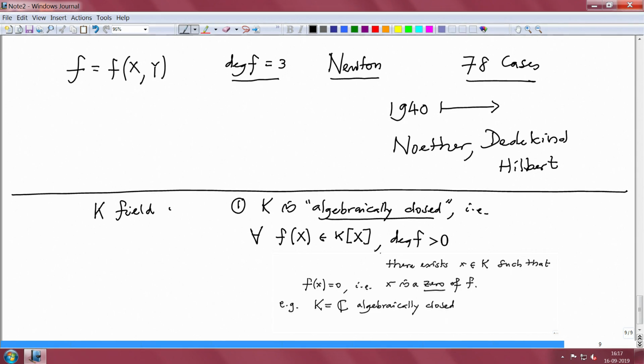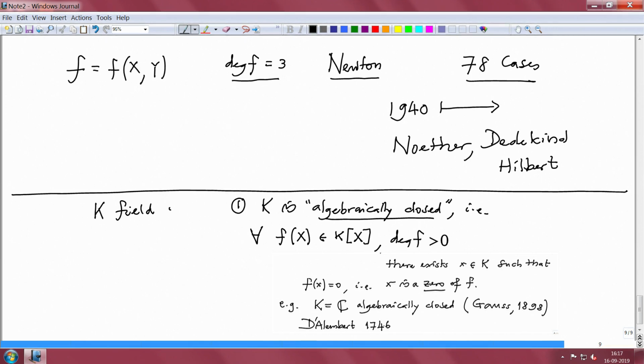This is not so easy to prove. It's called the theorem of Gauss. Gauss has given the first complete proof in 1898, but actually it was stated by D'Alembert in 1746.